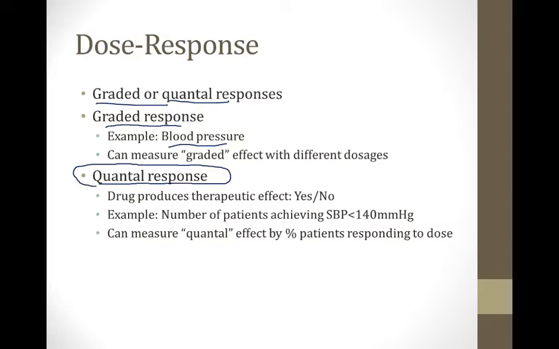So for example, if we wanted to chart the number of patients achieving a blood pressure under 140, this is a yes-no thing. You either are or are not under 140. So we could measure the quantile effect of the drug by charting the percent of patients who achieve that dose. And quantile effects are sometimes the only effects you can monitor for certain drugs. For example, if the drug eliminated headache, that would either be a yes or no function, and you would have to create a quantile dose response curve because there is no number you can apply to headache, yes or no.